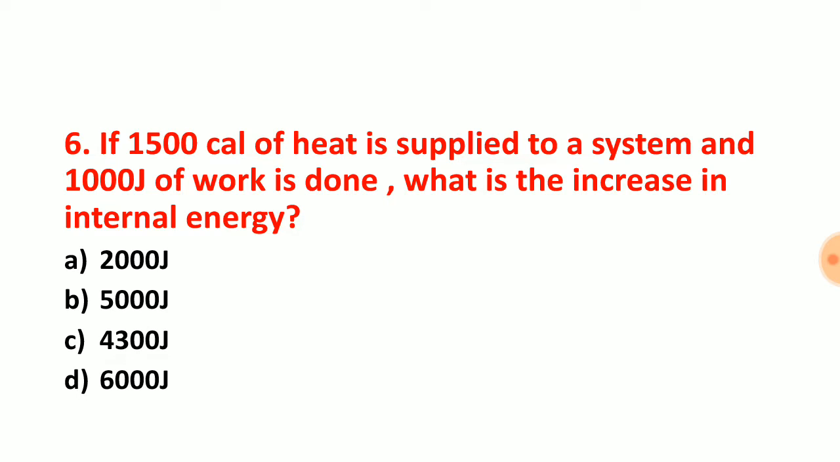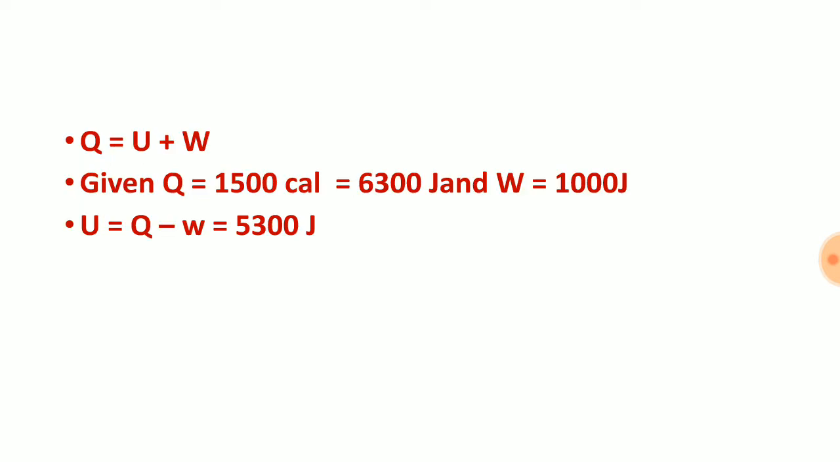If 1500 calorie of heat is supplied to a system and 1000 joule of work is done, what is the increase in internal energy? Our formula for this is Q is equal to U plus W, or we can write dQ is equal to dU plus dW. According to this question, our Q is 1500 calorie and W is 1000 joule. So here it is in calorie, and here it is in joule.